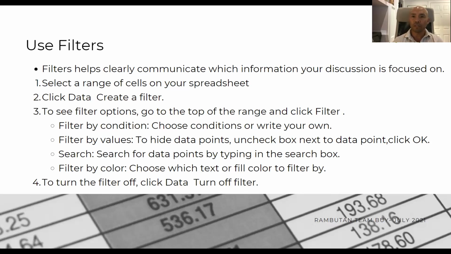So what you want to do is select a range of cells on your spreadsheet, click Data, Create a filter. To see filter options, go to the top of the range and click the filter icon. You can filter by condition, you can filter by values, you can search, you can filter by color. These are really key and important aspects to filtering, and again, for the purpose I talked about a few seconds ago, really valuable and helpful. To turn off the filter, you just click Data and Turn off filter.